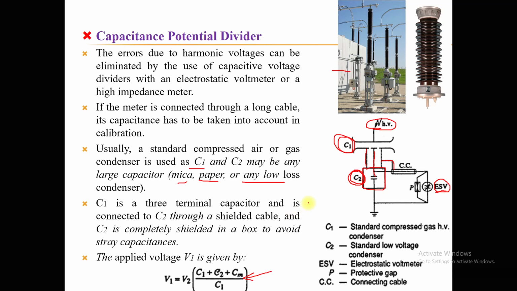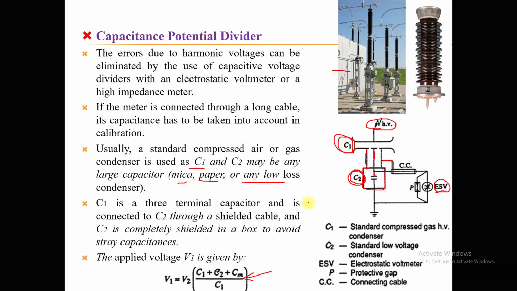This equation will give you the magnitude of the unknown voltage. Generally in high voltage laboratories, the measurement can be done either by using resistance potential dividers or the capacitance potential divider. In the next lecture we will see more methods for measurement of high voltages.